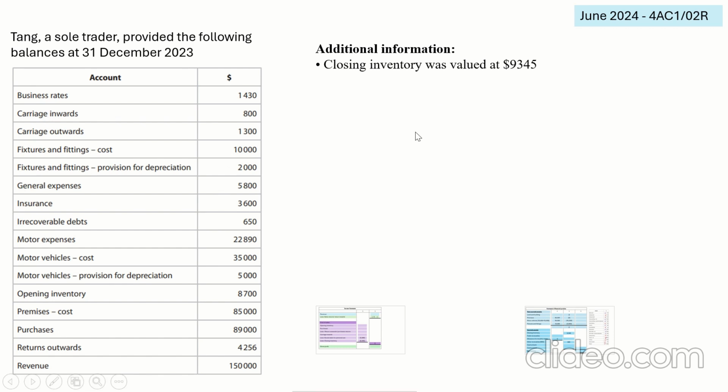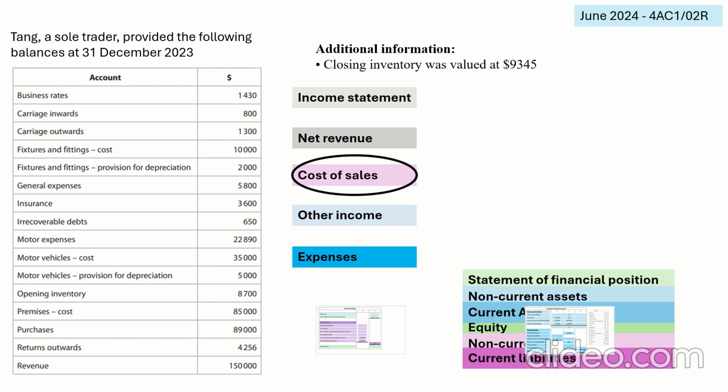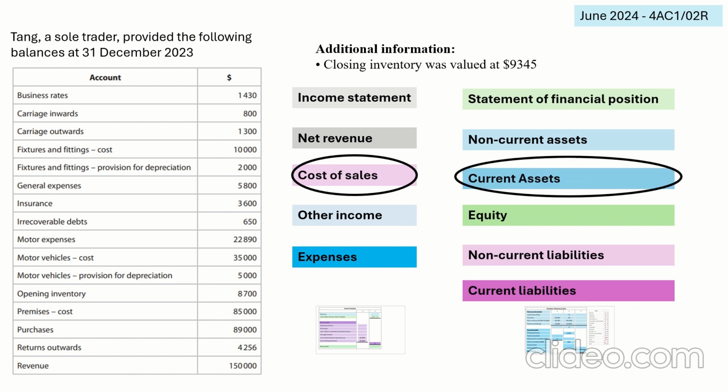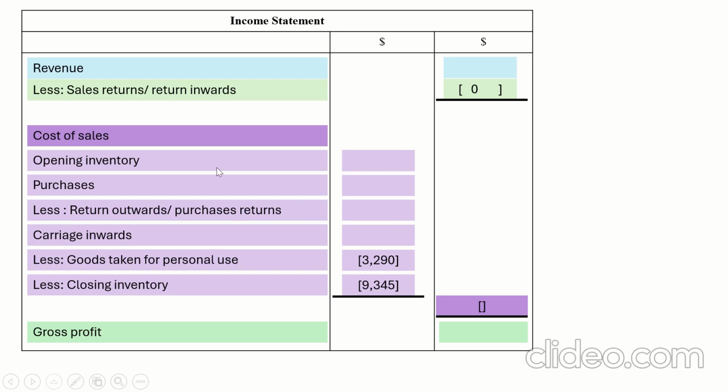Closing inventory 9,345 should be transferred to income statement under cost of sales, whereas statement of financial position under the category of current assets. Now let's see how this reflects in the income statement. Goes under cost of sales, and the last element is less closing inventory, less 9,345.